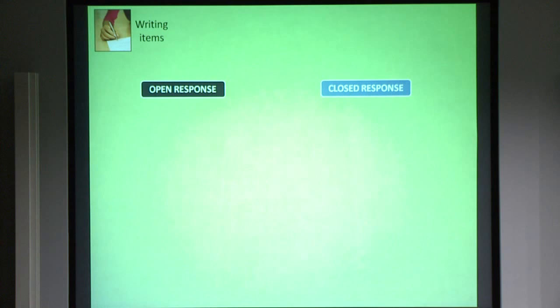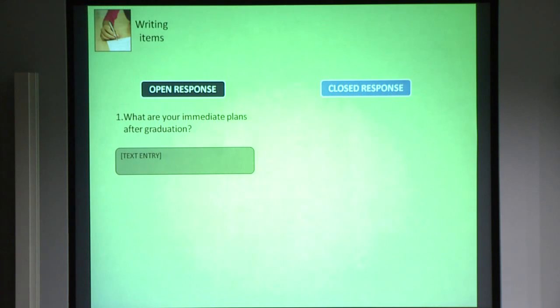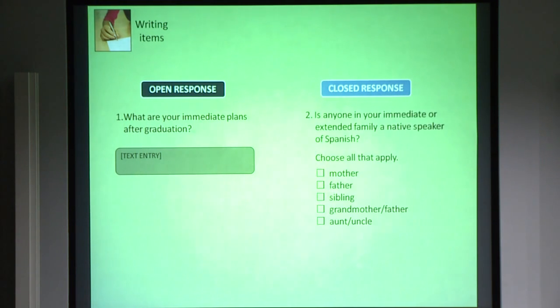So maybe we'll go through the various item types. Two types, open response and closed response. Open response: what are your immediate plans for graduation? So you can see the respondent is free to write whatever they like, respond in the way that they like. Closed response: they're free to respond in the way that they like, given the choices that you have provided for them. You can see, choose all that apply: mother, father, sibling, grandfather, aunt, uncle.